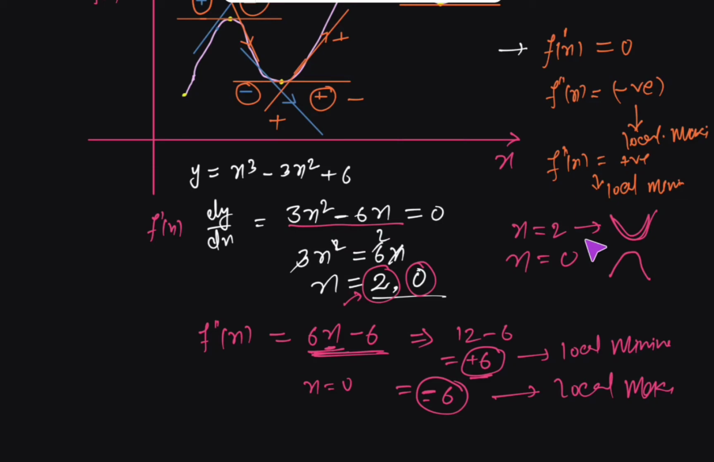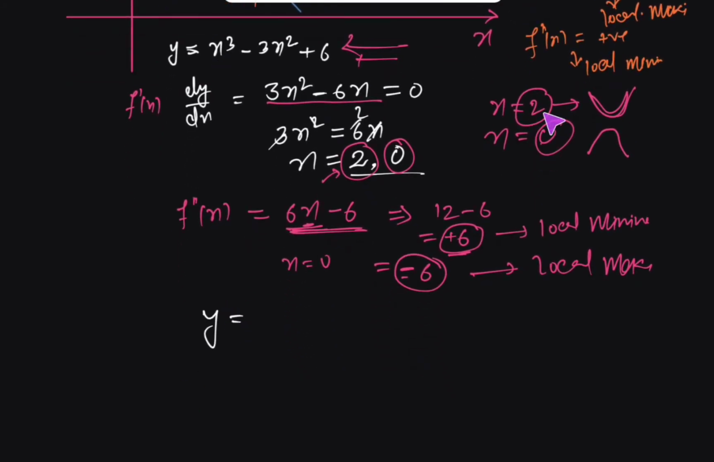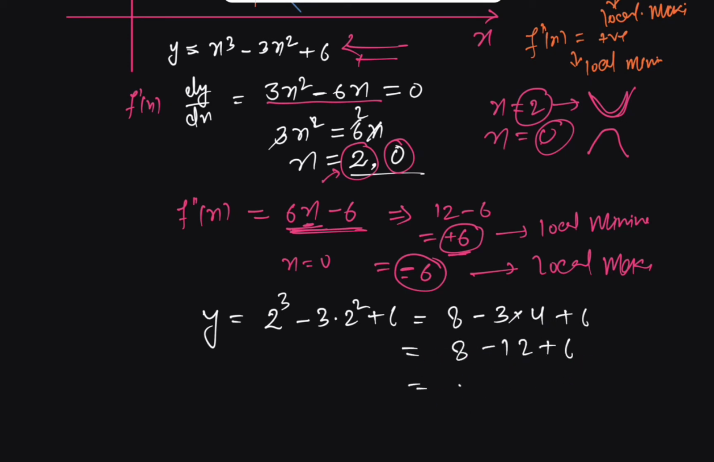If we are also asked to find the minimum and maximum values, then to find the minimum value we put x equals 2 in the original function, and to find the maximum value we put x equals 0 in the original function. When we put x equals 2 in the original function, y becomes 2 cube minus 3 into 2 square plus 6. This becomes 8 minus 3 into 4 plus 6, which is 8 minus 12 plus 6, and this becomes 2.